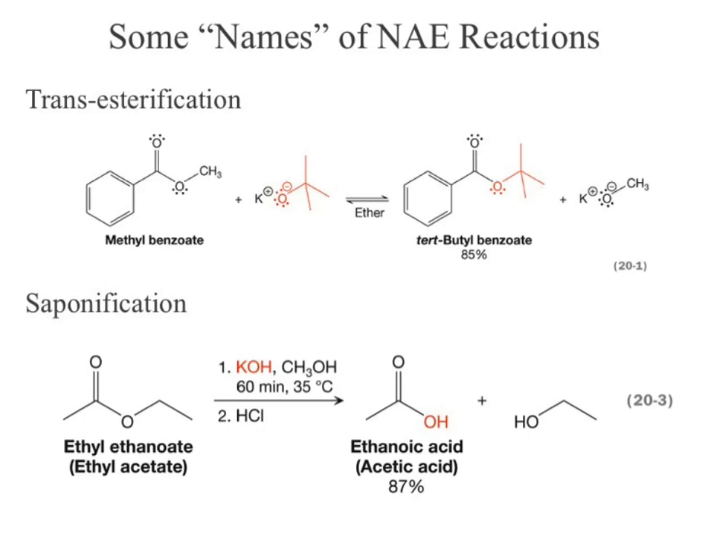It's called a transesterification. The bottom one is a saponification, which I don't think I had listed up there. Okay, but we start with an ester and we end with a carboxylic acid. Why would we call that a saponification?